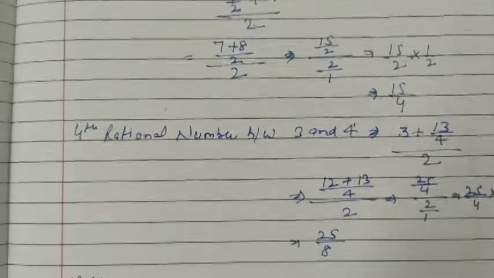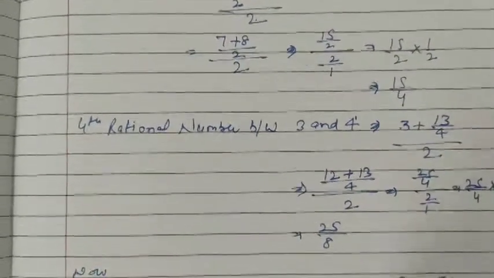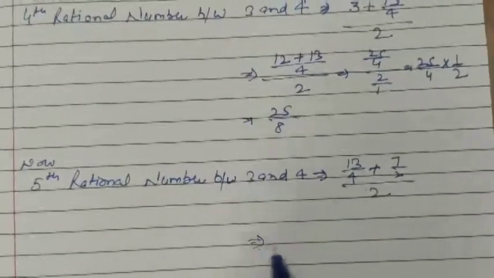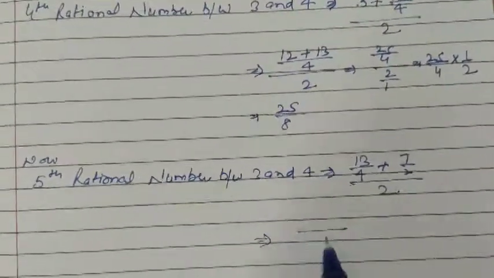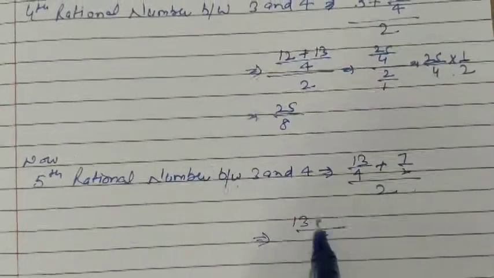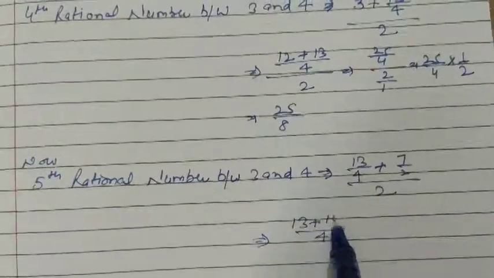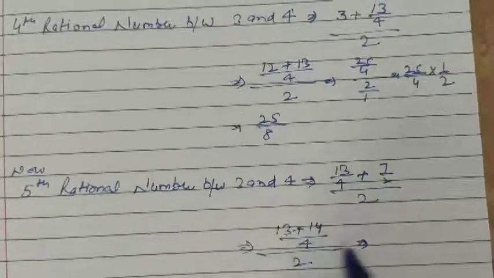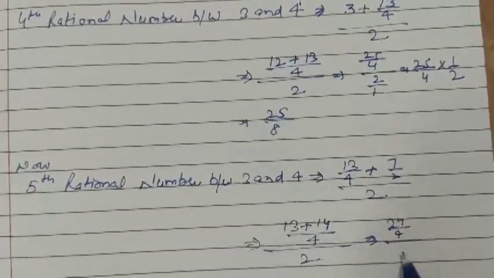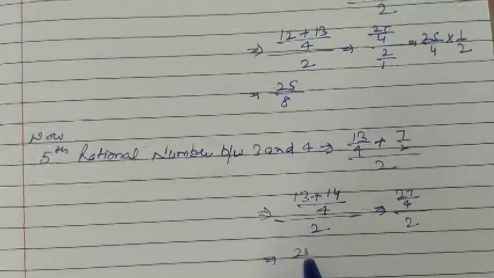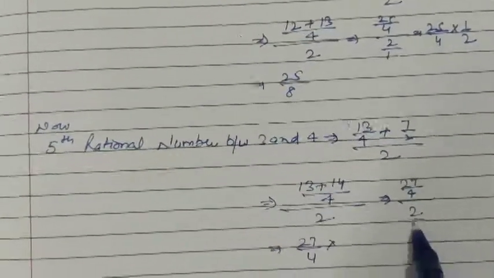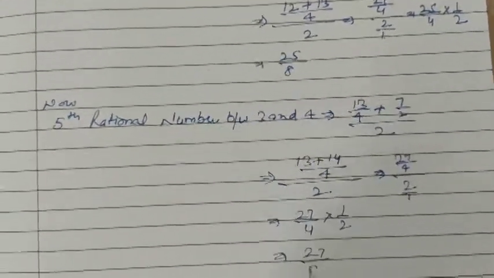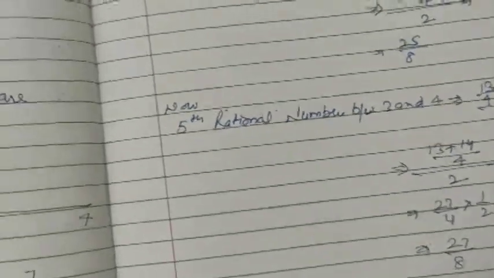will be 13 upon 4 plus 7 upon 2, divided by 2. So the LCM of 2 and 4 becomes 4. So this becomes 13 plus 2 times 7 is 14, and 4 will remain the same. So this becomes 27 upon 4 upon 2. So this will remain 27 by 4, and this 2 will become its reciprocal, so this becomes 1 by 2. Now 27 upon 8 we have as the next rational number between 3 and 4.